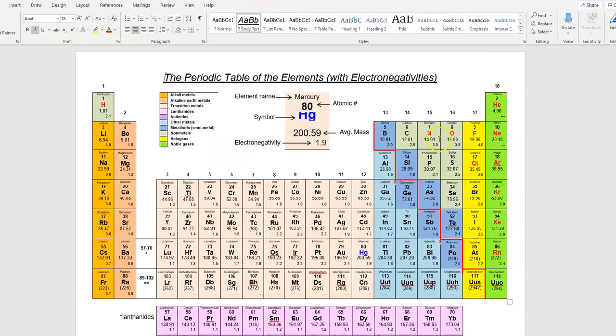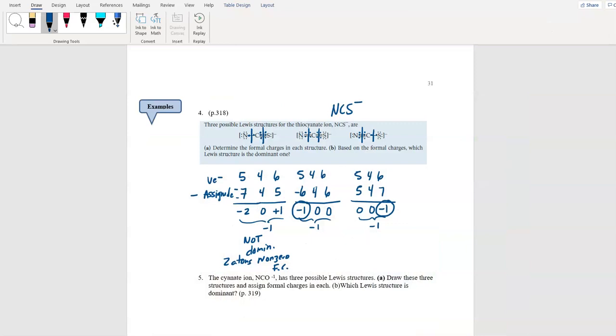So right here, I'm looking at nitrogen, has an electronegativity of 3.0. I'm looking at sulfur, and there it is. There's the tiebreaker. Nitrogen is more electronegative than sulfur. So because nitrogen is more electronegative, and please do not abbreviate that, I'm just out of room here, more electronegative than sulfur. So the dominant structure is this one right there.